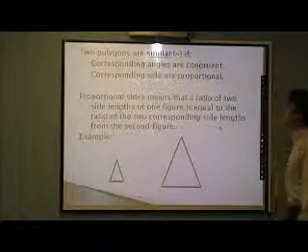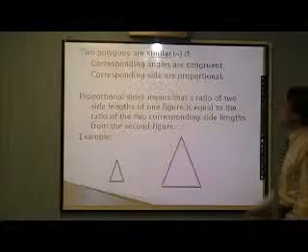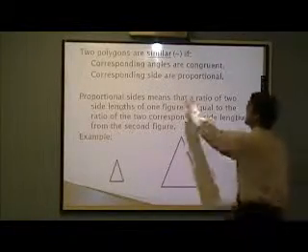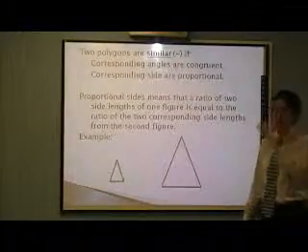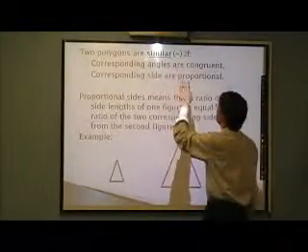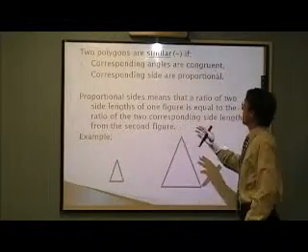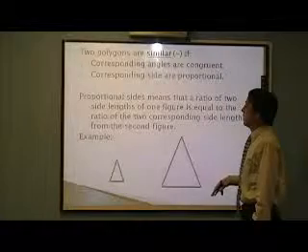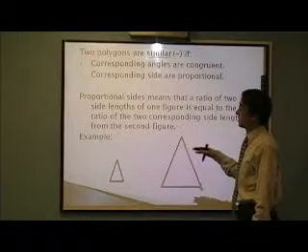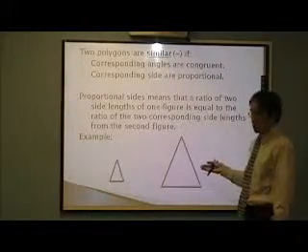The polygons, so here's a quick definition. Two polygons are similar, and here's the symbol for similar. It's like the congruent sign, but it lacks the equal part. So two polygons are similar if corresponding angles are congruent, so that's not changing, and corresponding sides are proportional.